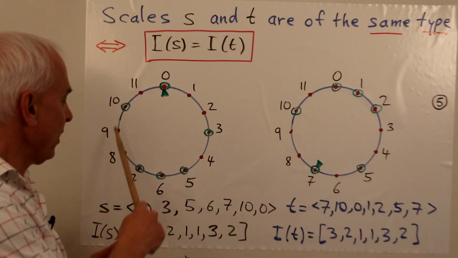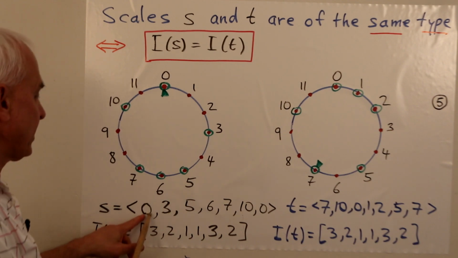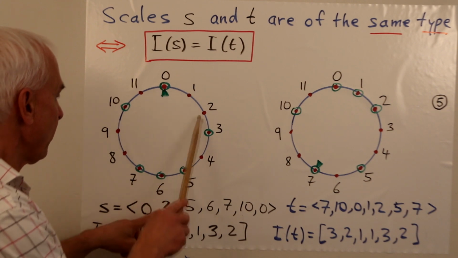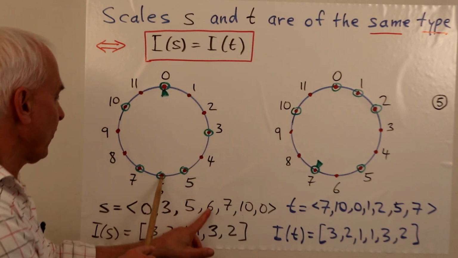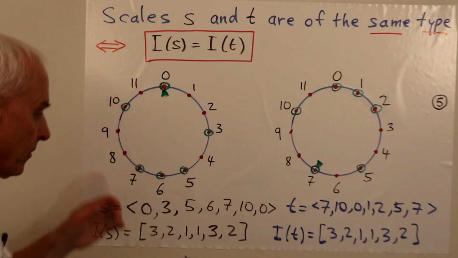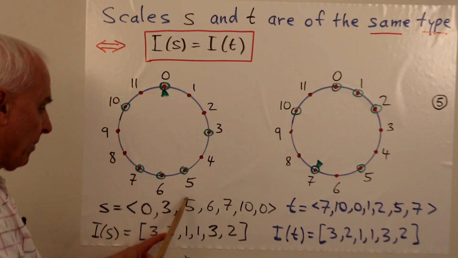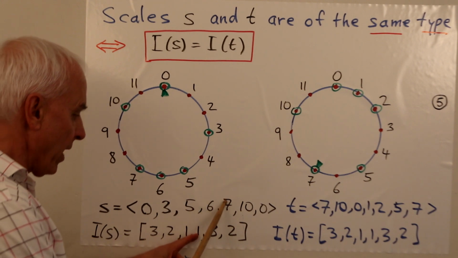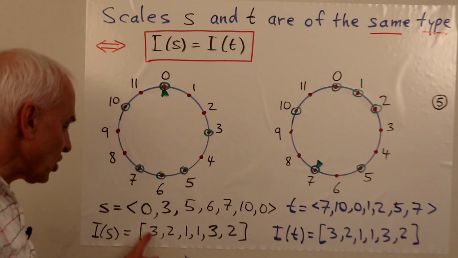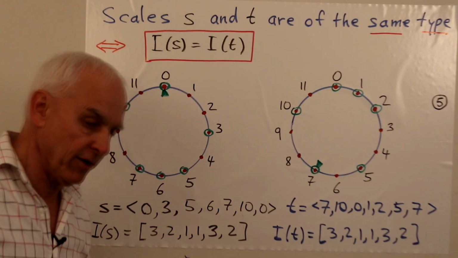So for example, here's a scale, S. Okay, it's 0, 3, 5, 6, 7, 10, 0. Starting at 0, then 3, 5, 6, 7, 10, back to 0. Okay, that's a scale. The interval sequence for S is what? Well, that's a step of 3, and a step of 2, a step of 1, another step of 1, another step of 3, there's a second 3 step, and then a step of 2. And let's just check that the total is 12. It's like a little check, so that sum is 6, that sum is 6. So yes, indeed, it's 12.